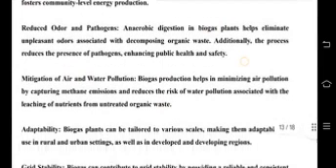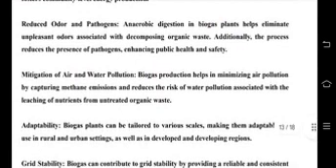Then reduced odor and pathogens. Anaerobic digestion in biogas plants helps eliminate unpleasant odors associated with decomposing organic waste. Additionally, the process reduces the presence of pathogens, enhancing public health and safety. Then, mitigation of air and water pollution. Biogas production helps in minimizing air pollution by capturing methane emissions and reduces the risk of water pollution associated with the leaching of nutrients from untreated organic waste.